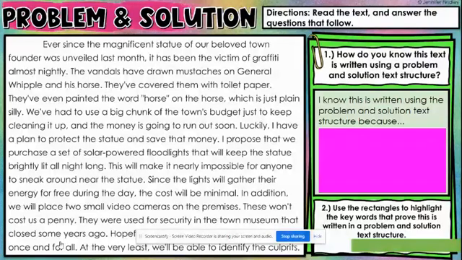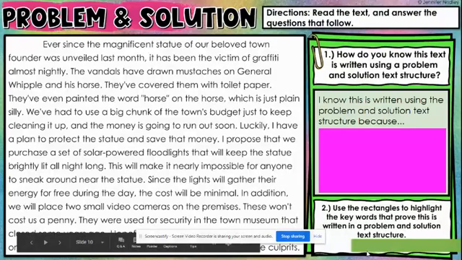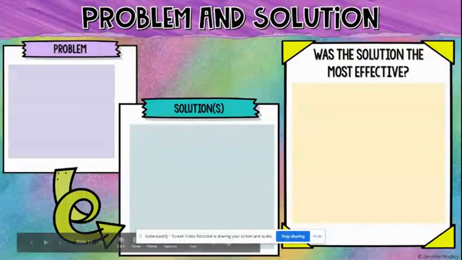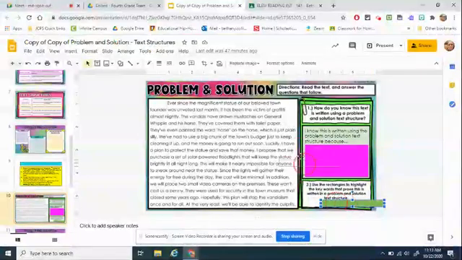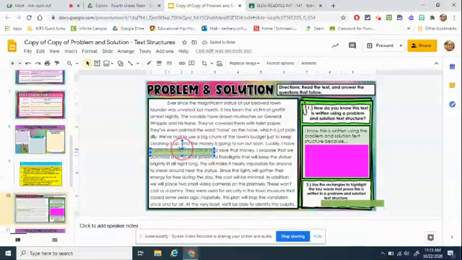Luckily, I have a plan. Ooh. Did you see this? I have a plan. Oh, not what I wanted. Let's go back. I have a plan is a clue. We have a problem and solution. I have a plan. That lets me know it is a problem and solution type of passage. Victim is also one that lets me know there was a problem. There's a victim. There's a problem.